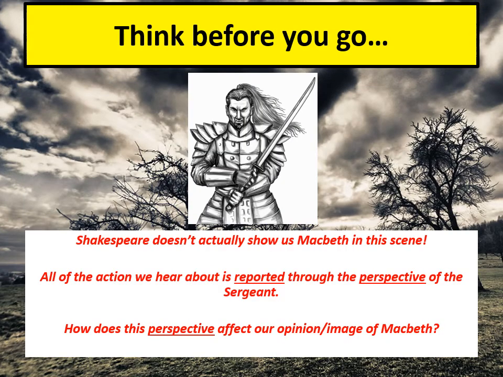Okay, and that's the end of the lesson. So just one thing to think about before you go. The perspective that we get on Macbeth in Act 1, Scene 2 is not actually on Macbeth the person. He's not actually on the stage, and all that we hear about him is reported through the perspective of the sergeant. So what does that do to our opinion of Macbeth? What does that do to our image of him? Does it make him seem more heroic, less heroic, more mysterious, less mysterious? Why do you think Shakespeare deliberately holds off on introducing us to this character?